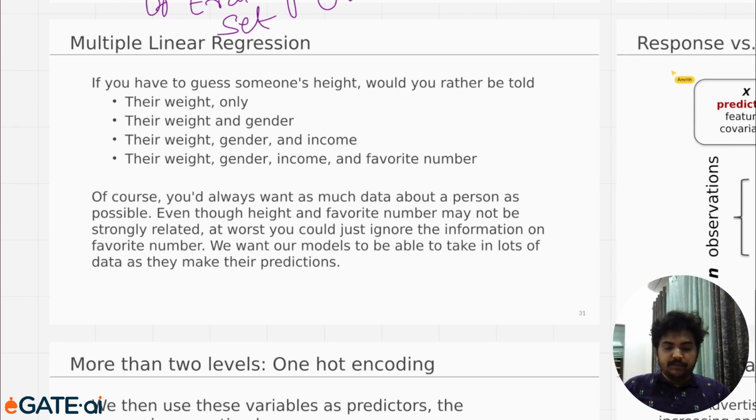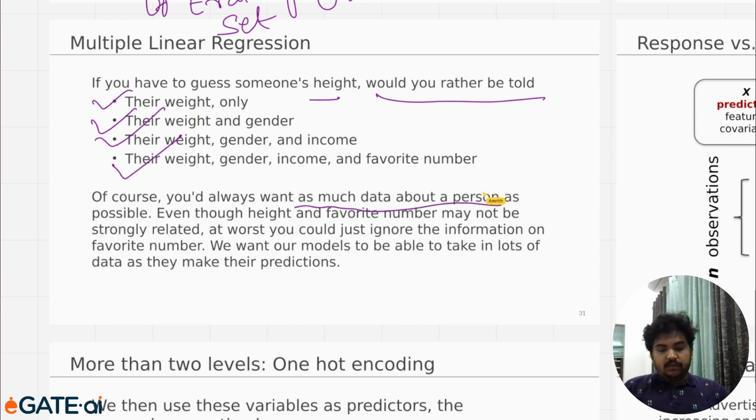Another example here would be if you have to guess someone's height, would you rather be told only their weight, weight and gender, weight, gender and income, weight, gender, income and favorite number? In this scenario, of course, we would want as much data about a person. However, I am not sure how exactly favorite number can help us. Is it even valuable?